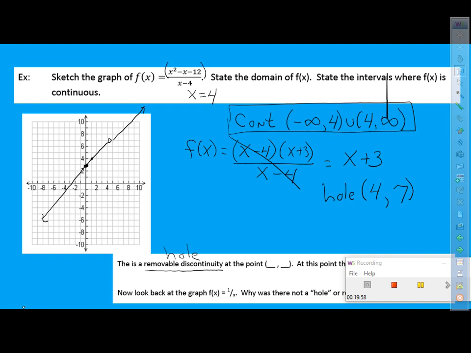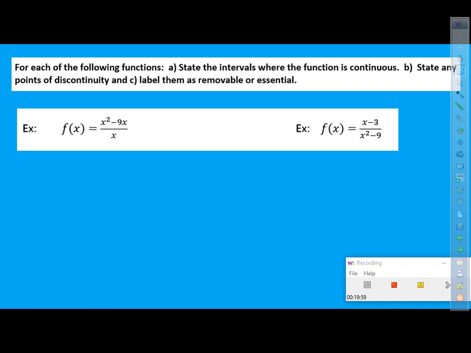So come up to your next one. I'm going to pick the pace up a little bit, get you through this. It says for each of the following, state the intervals where it's continuous, state any points of discontinuity, and then label them as removable or essential. What that means to you guys is tell me if there's going to be a hole in the graph or an asymptote in the graph. And here's how you know.